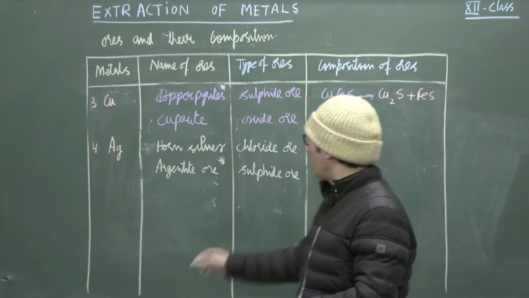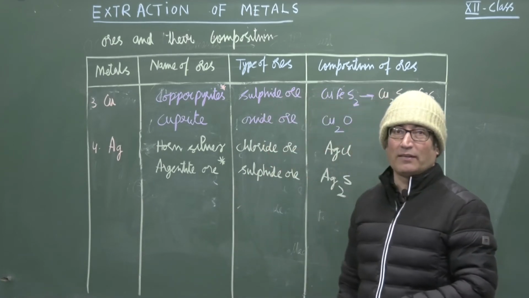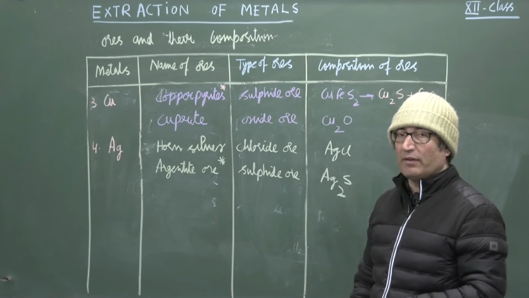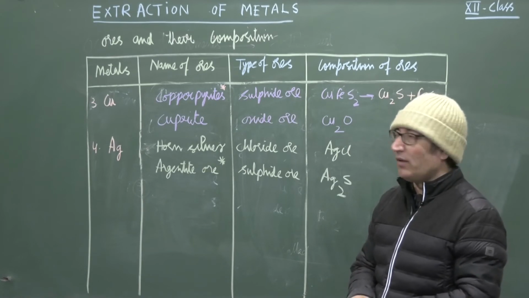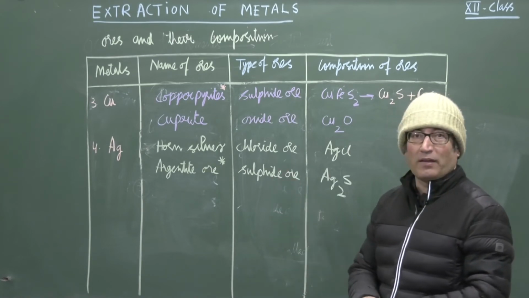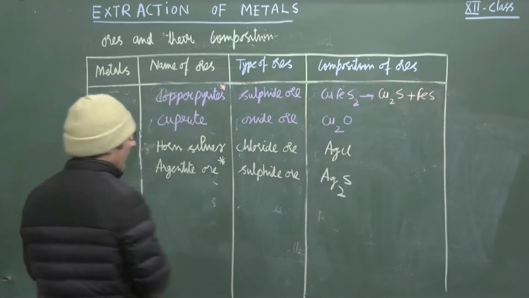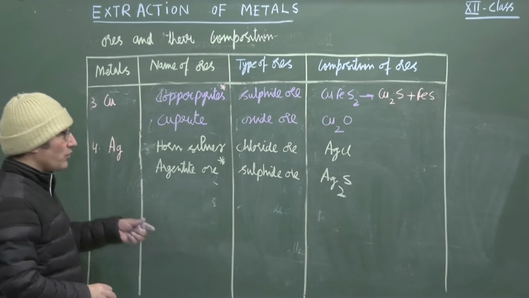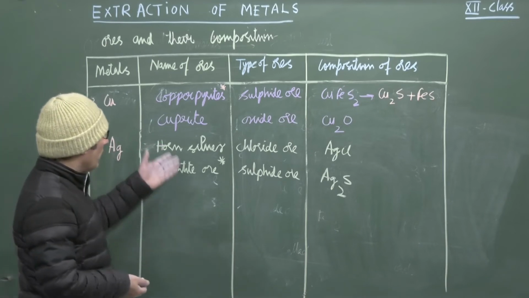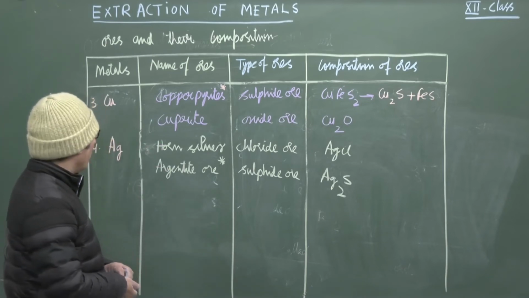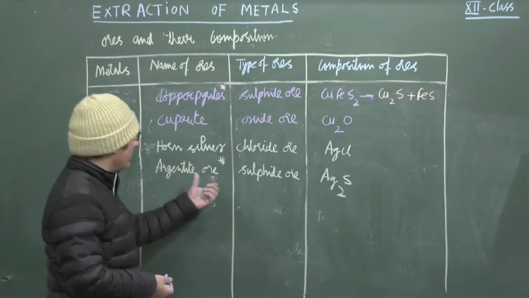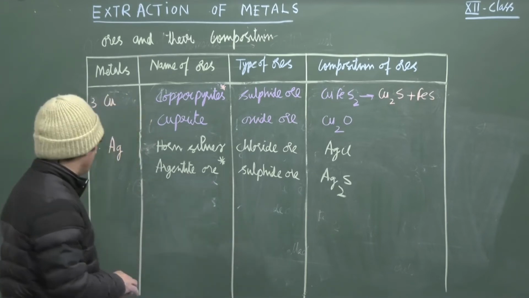In addition to these combined ores, silver also occurs in the elemental state, because silver is not a highly reactive metal, though it's more reactive compared to platinum and gold, and platinum and gold are present only in the elemental state. But silver, in addition to being present in the elemental state, is also present in the combined state, and out of the combined ores, the principal ore is the argentite ore, where silver is present as Ag2S.